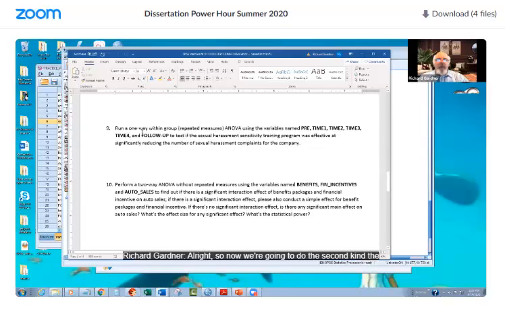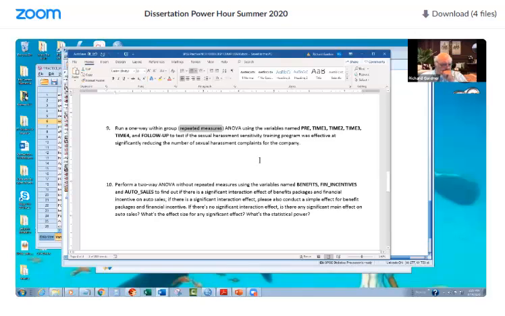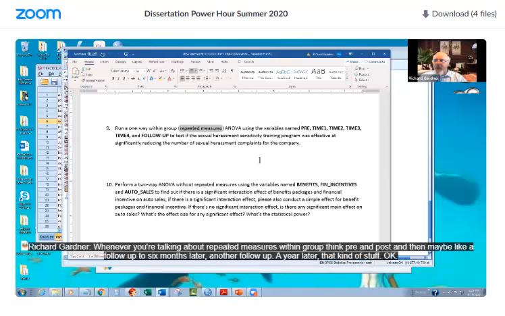All right. So now we're going to do the second kind, the within group ANOVA, also called the repeated measures. I prefer the name repeated measures because it kind of explains what it does, right? The measures are repeated more than once. Think pre and post test. Whenever you're talking about repeated measures within group, think pre and post, and then maybe a follow-up test 6 months later, another follow-up a year later, that kind of stuff, okay?